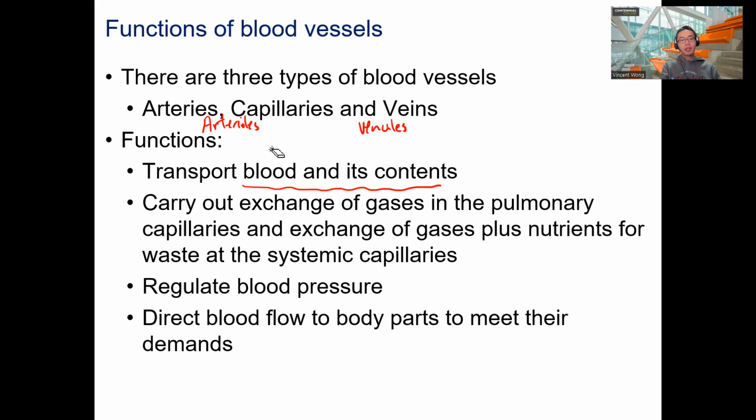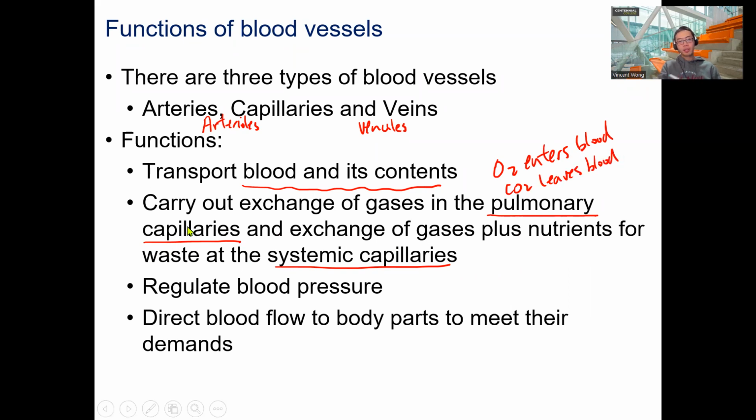At the capillaries, there is going to be exchange of gases in pulmonary capillaries and exchange of gases and nutrients at systemic capillaries. I do want to mention the difference between pulmonary capillaries and systemic capillaries. Pulmonary means at the lungs. We briefly mentioned last time that O2 enters the blood and CO2 leaves the blood at the pulmonary capillaries, because you want to breathe out carbon dioxide out of the lungs.